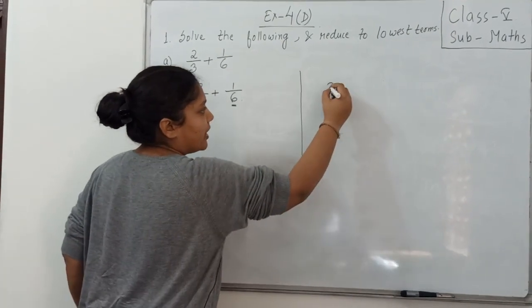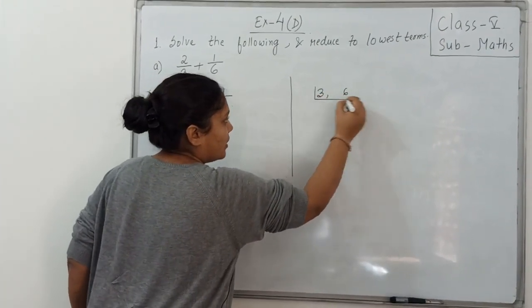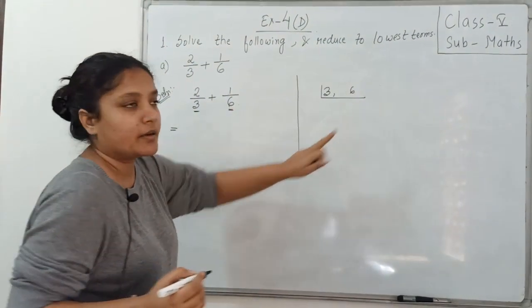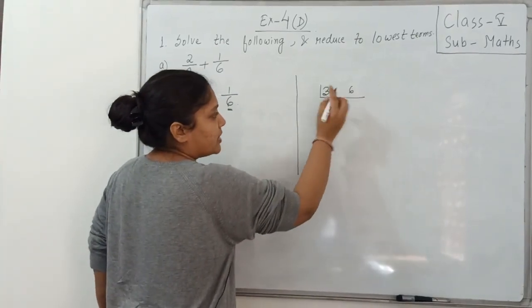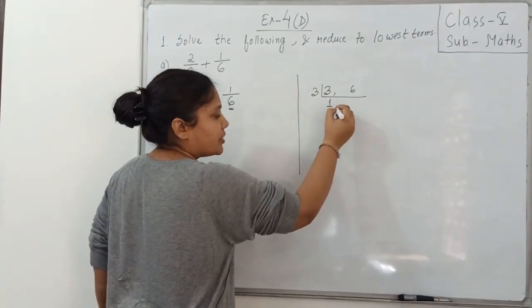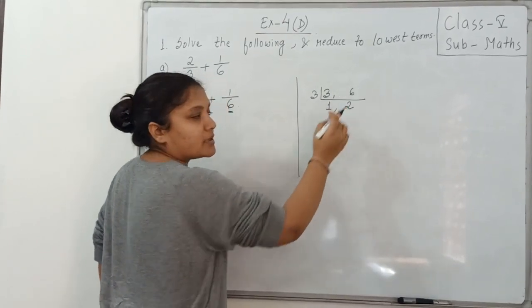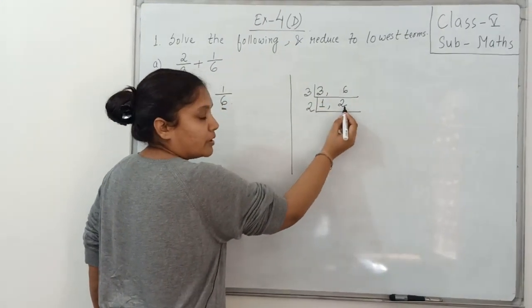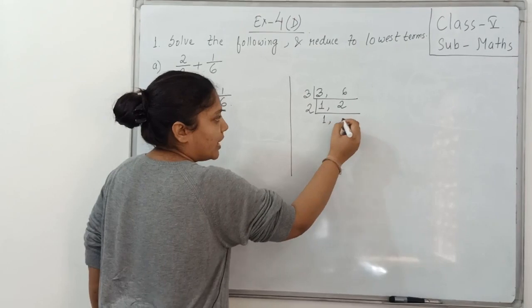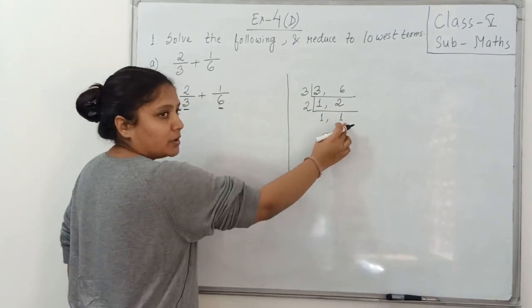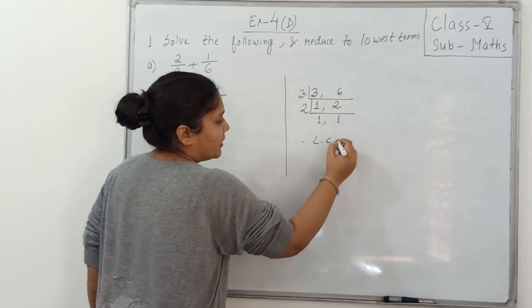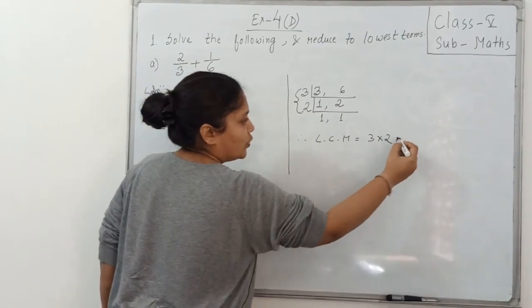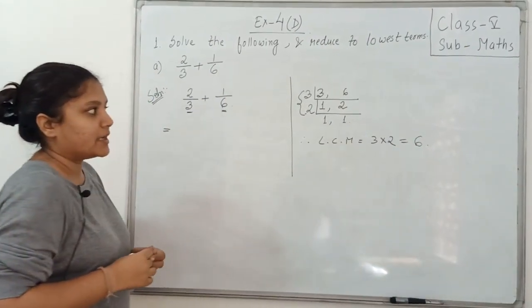First, what you will do? You will write both the denominators here. Then just see 3 and 6. They go in which table? 3 ones are 3, 3 2s are 6. Clear? Now again in 2, 2 will go in 2's table. 2 ones are 2, again 2 ones are 2. Both here 1 1. Therefore LCM equals to what? 3 into 2 equals to 6 is your LCM.